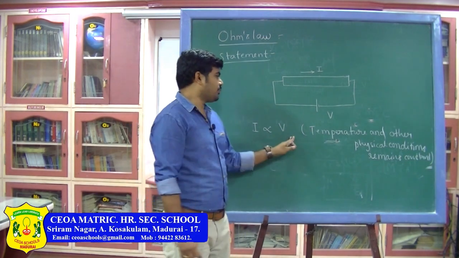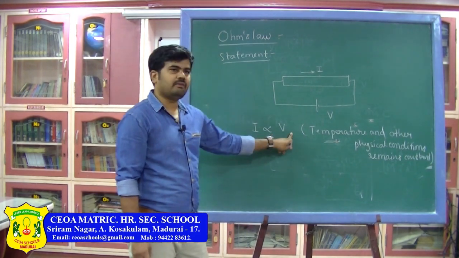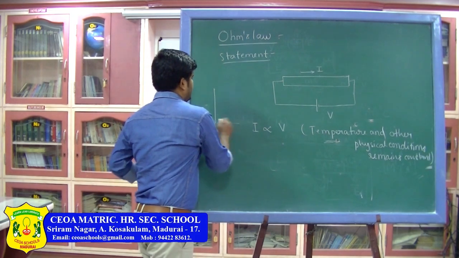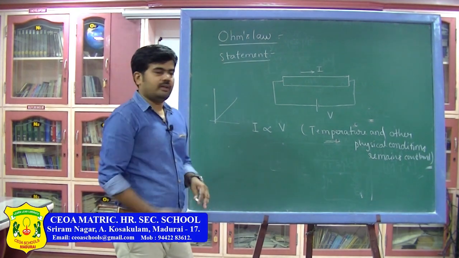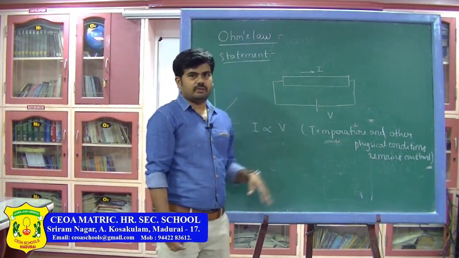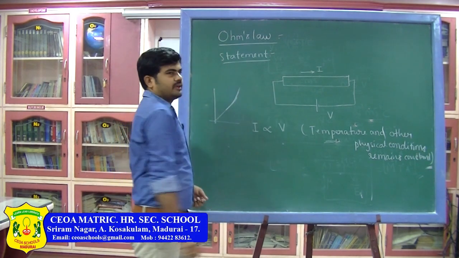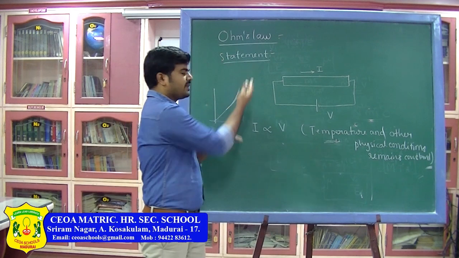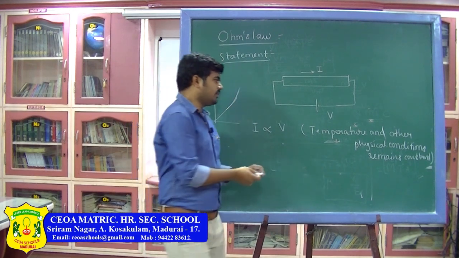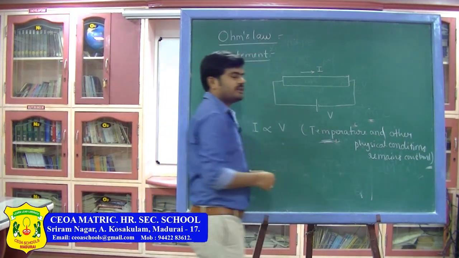So, because I is proportional to V, if you draw a graph between I and V, you will get a straight line if temperature remains constant. If temperature is changing, then this may not be a straight line; it will deviate from the straight line. That is Ohm's law. So, this must be mentioned while stating Ohm's law.